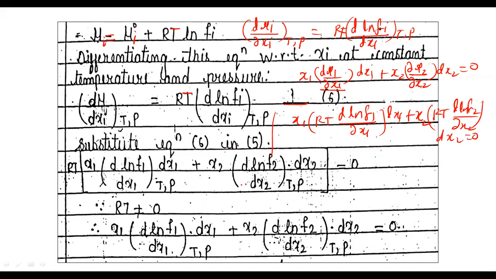So we are getting this equation. Now RT is common here, so RT should be taken as common: RT into x1 derivative of ln f1 upon dx1 into dx1 at constant temperature and pressure plus x2, so it becomes equal to 0. We are just substituting this into the equation 5, then we can write this now.